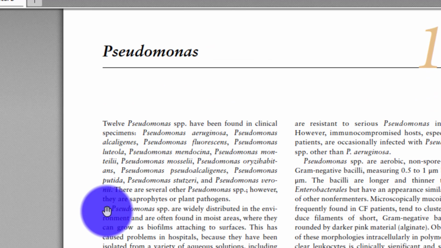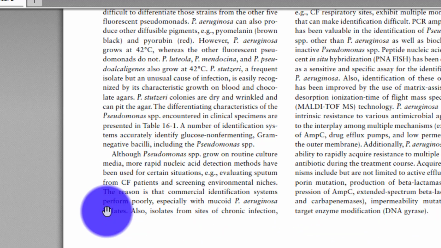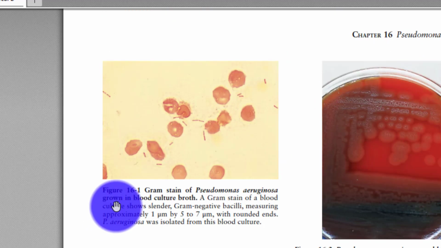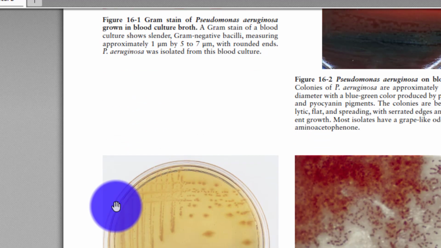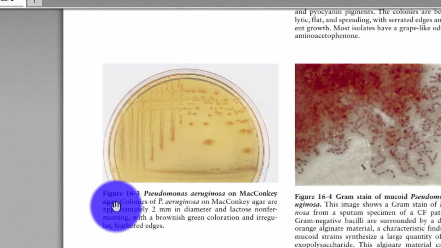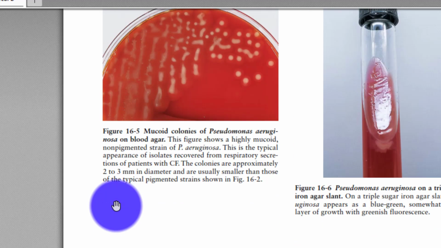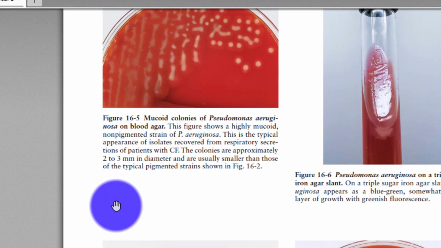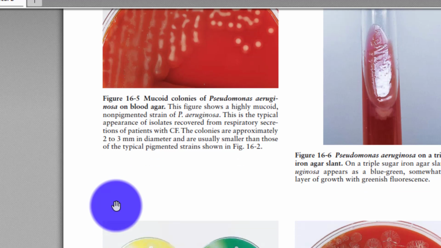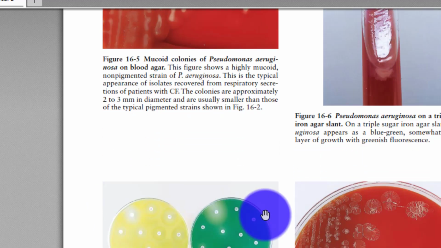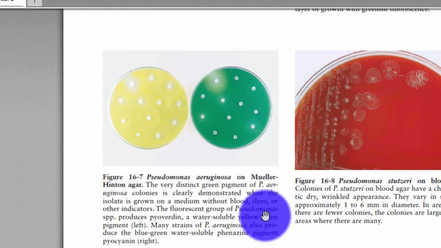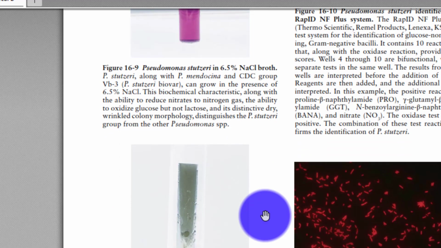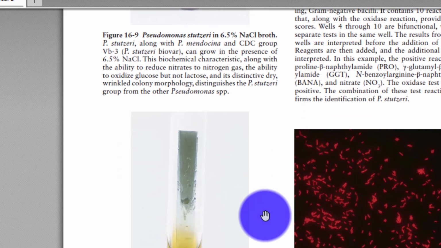Pseudomonas. Gram stain of Pseudomonas aeruginosa, Pseudomonas aeruginosa on MacConkey, microcolonies of Pseudomonas aeruginosa, Pseudomonas aeruginosa in triple sugar iron, Pseudomonas aeruginosa on Mueller-Hinton agar, biochemical test.